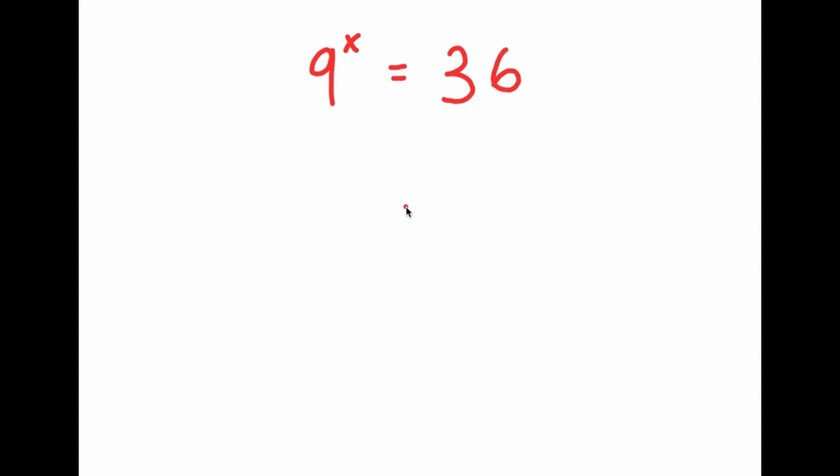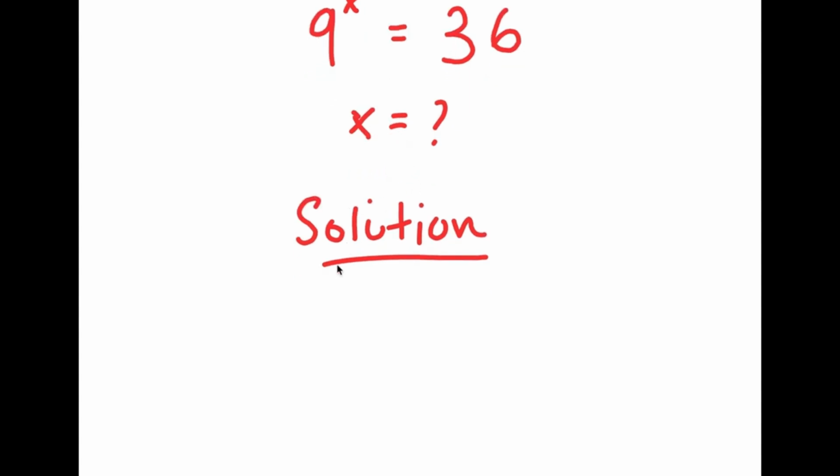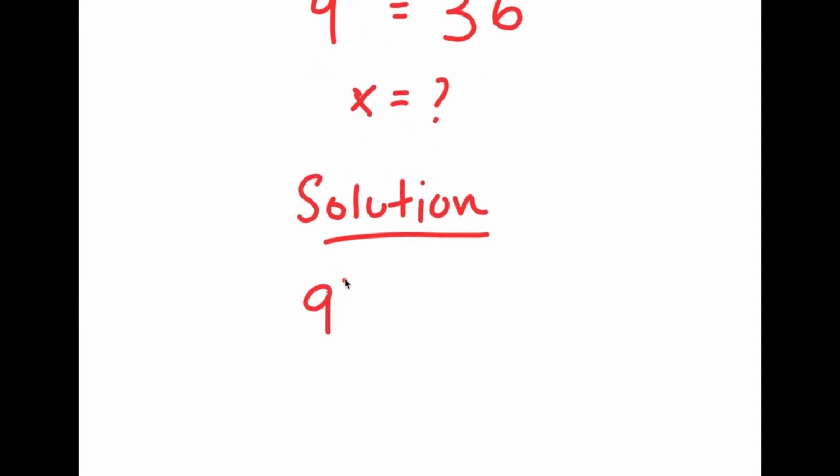Alright, so in this problem, I have 9 to the power of x is equal to 36. So, obviously, we want to find the value of x here. So for my solution, I'm going to first start by rewriting my equation. So I have 9 to the power of x is equal to 36.